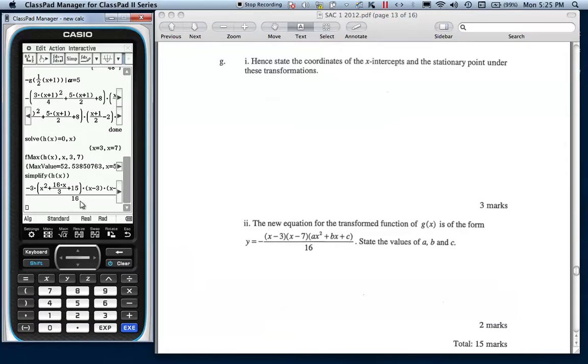We do, in fact. We get a 16, we get an x minus 3 and an x minus 7, and the only difference is that instead of ax squared plus bx plus c, there's a minus out the front, but there shouldn't be a 3 out there. So if we multiply this 3 inside, we'll have 3x squared plus 16x plus 45. So that suggests that a is 3, b is 16, and c is 45.